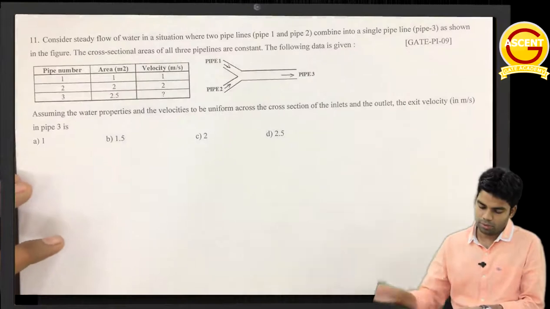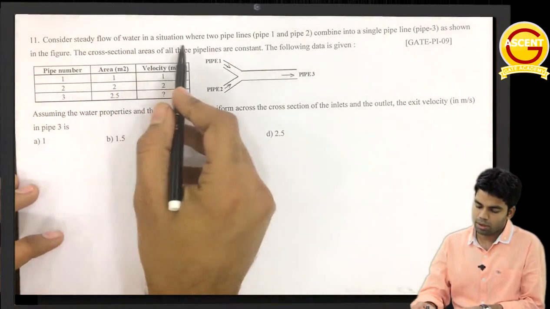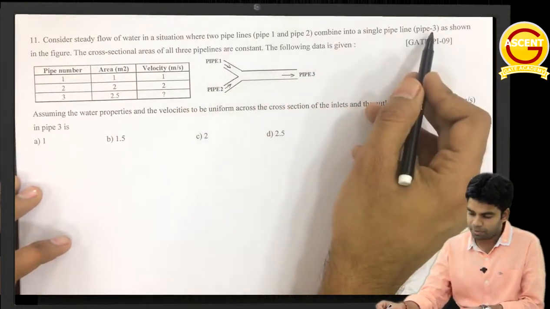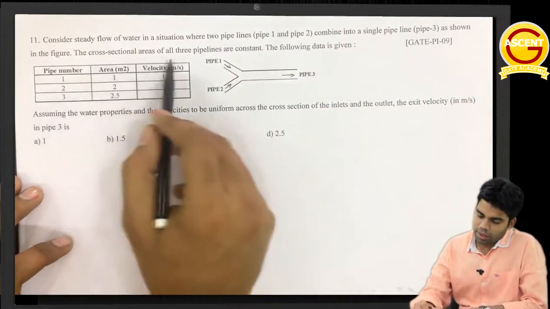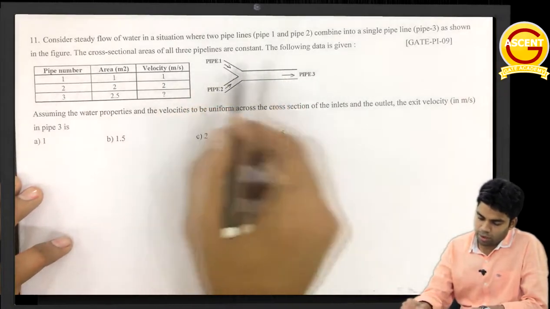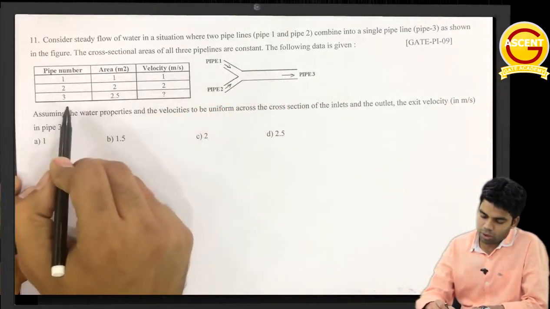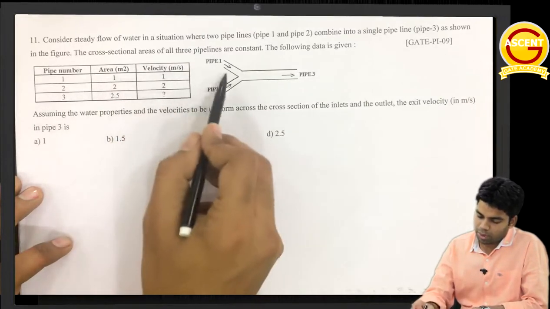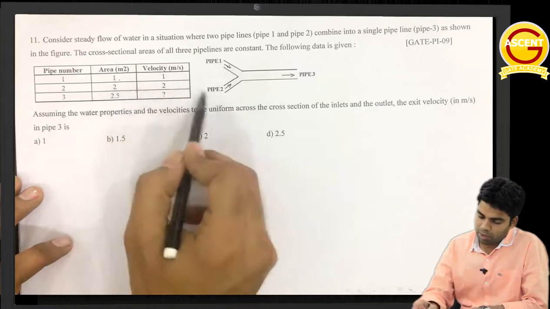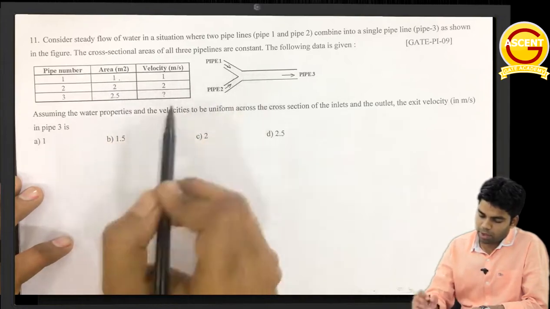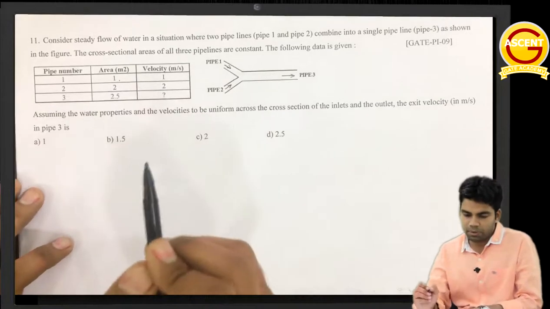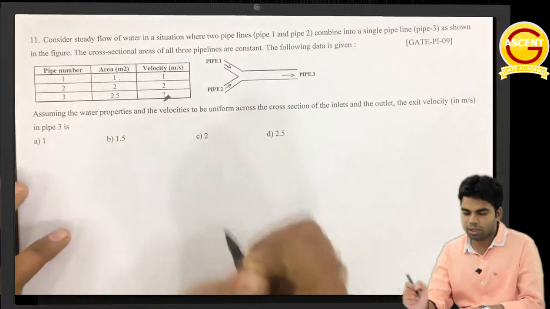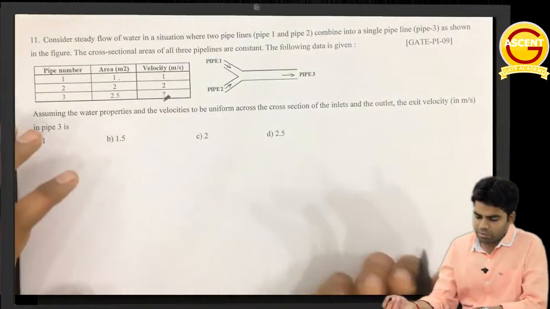Okay. Next question. Consider a steady flow of water in a situation where two pipelines, pipe 1 and pipe 2, combine into a single pipe, pipe 3, as shown in figure. The cross sectional areas of 3 pipelines are constant, the following data are given. Okay, so according to the cross section, the area is given. The area of the cross section of the pipe 1 is 1 meter square, pipe 2 is 2 meter square, pipe 3 is 2.5 meter square, and the corresponding velocities are given. And one thing is missing, that is the final velocity of pipe 3, which we have to determine. So this can be determined very easily.